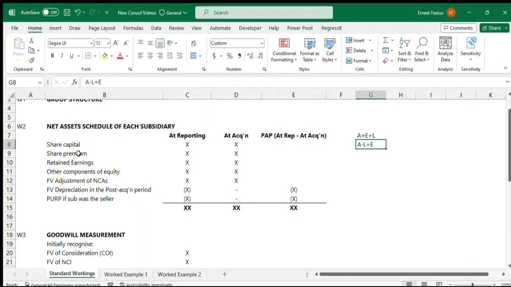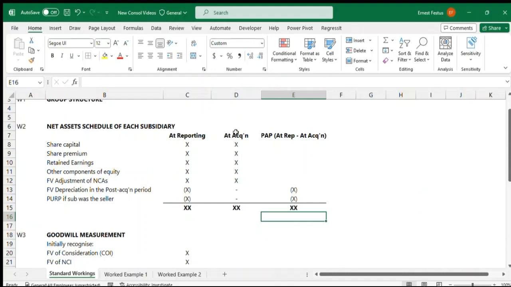So what this particular net assets schedule contains is the equity portion of the subsidiary's balance sheet, or the statement of financial position. So in a typical question, you find your share capital, you find your share premium, retained earnings, other components of equity within the capital section of the statement of financial position. So those are the items we pick to construct the net assets schedule.